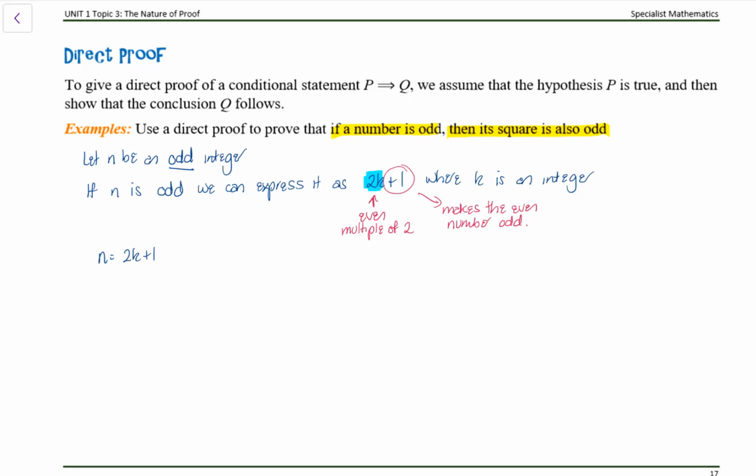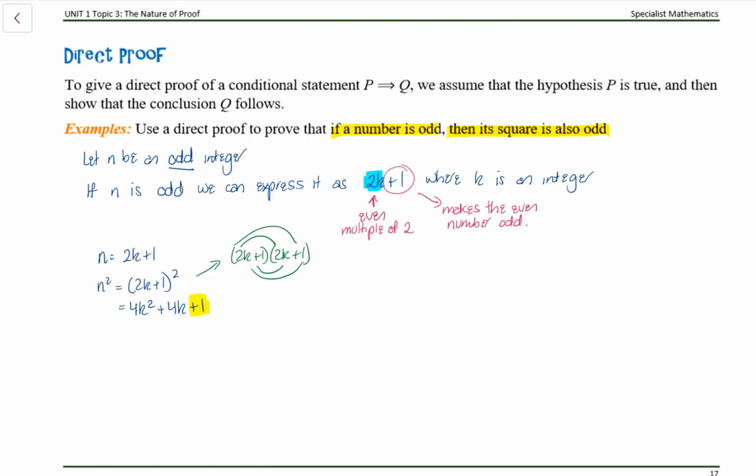We now need to show that the square of it is odd. So n squared would be 2k plus 1 all squared, which would be 4k squared plus 4k plus 1. If you can't see that, do it the long way: 2k plus 1, 2k plus 1, and using the distributive law. Okay, now you should be able to see we have this plus 1 on the end.